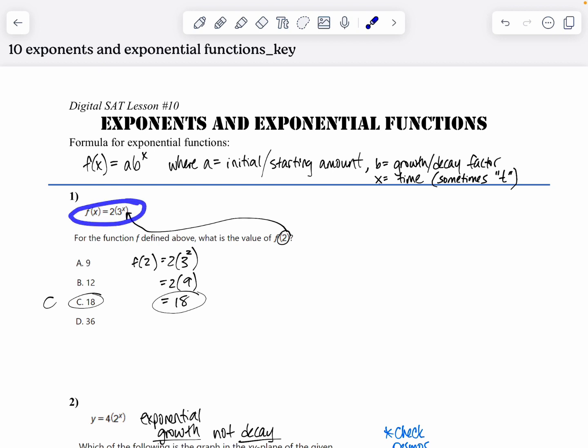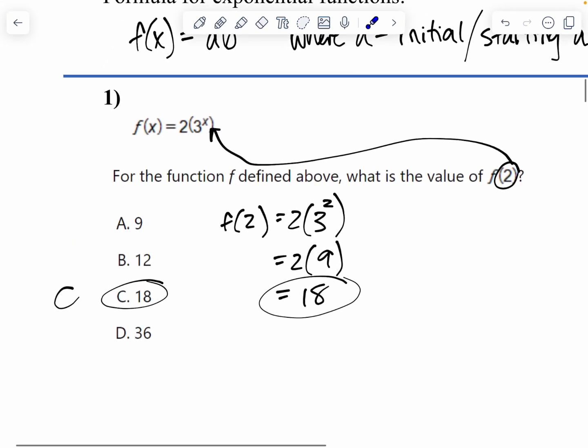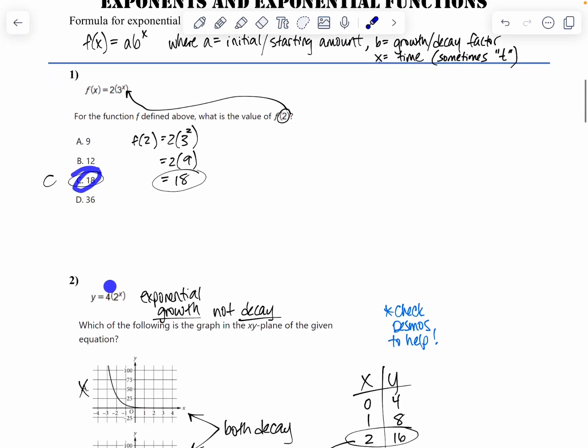We have an equation here, and they're asking you what is the value of f of 2. Starting out really basic, that means you take the 2 and you plug it in for the x. And just make sure you're following your order of operations here. Remember that you do the exponents first before you multiply. So make sure that you square the 3 first, which makes it 9, and then multiply by 2 to get 18, okay? Basic to start.